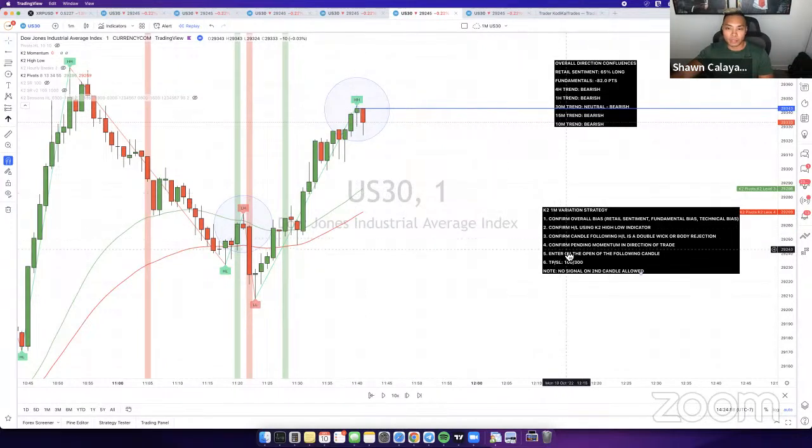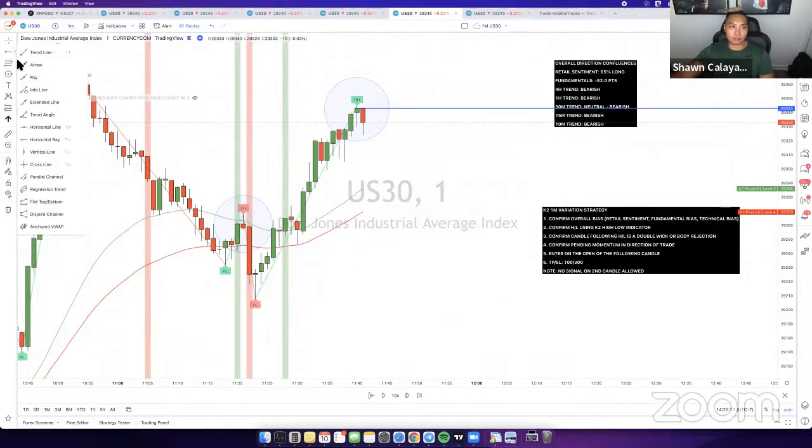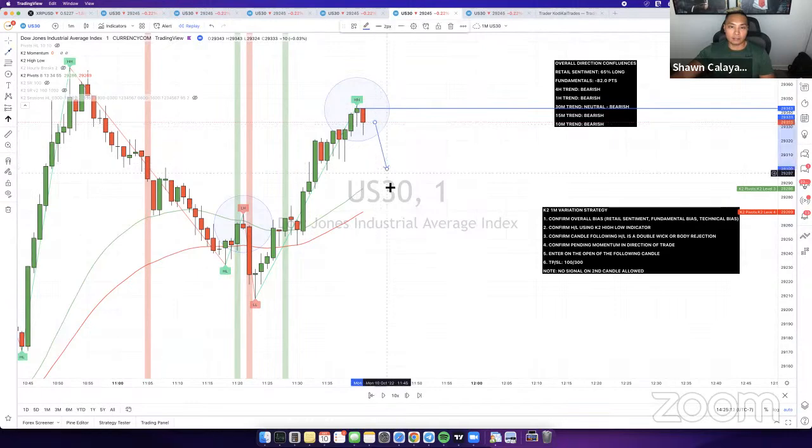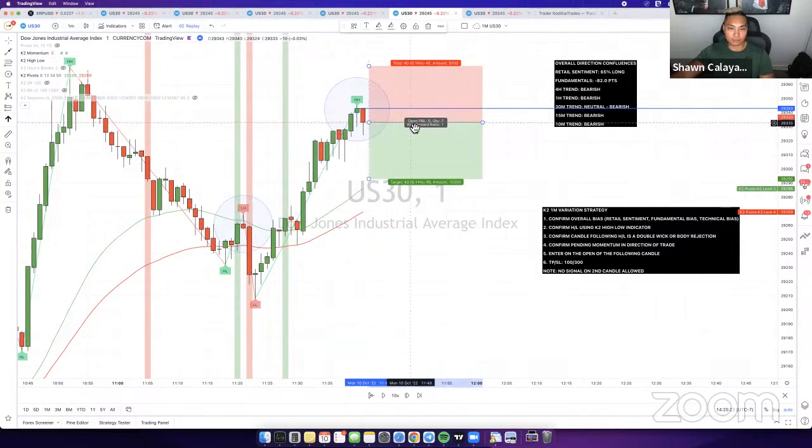You want to confirm there's a pending momentum in the direction of the trade. To do that, you look back at the previous momentum signal. Since you're looking for a sell, you need a pending momentum for a sell, because you want that momentum to push down. And even if it does fill, it'll go right to your TP. Once you've confirmed all those things, you can enter on the open of the following candle. As soon as this candle closes, you can enter for a sell.